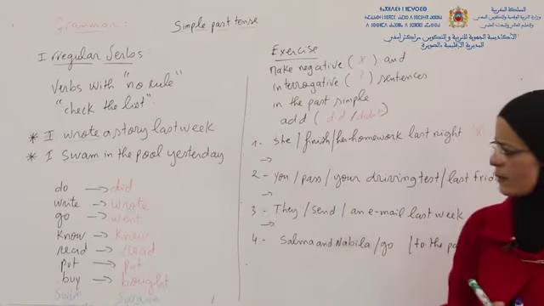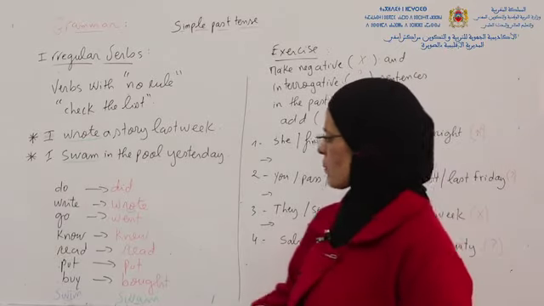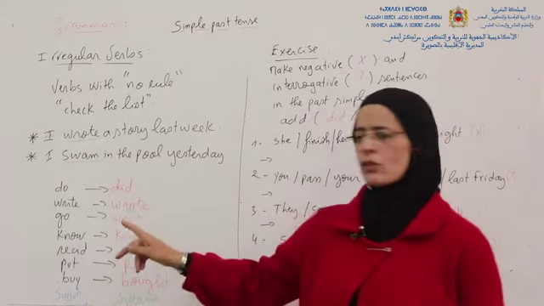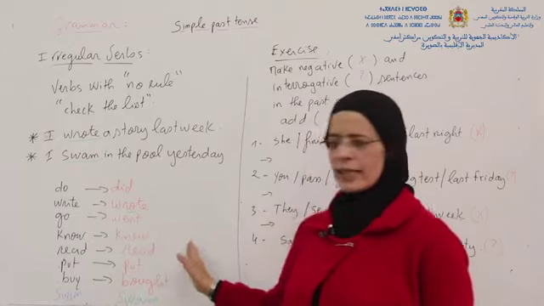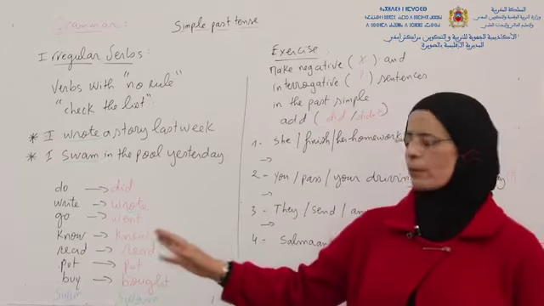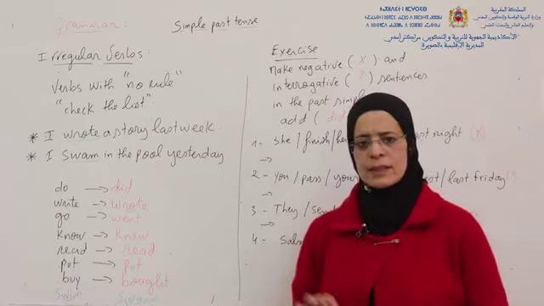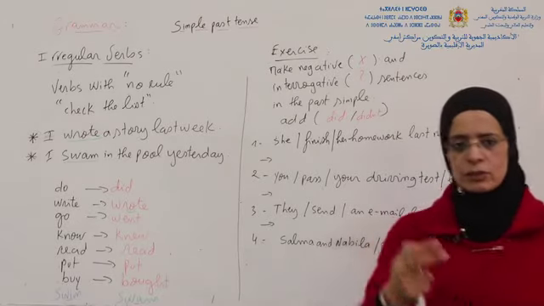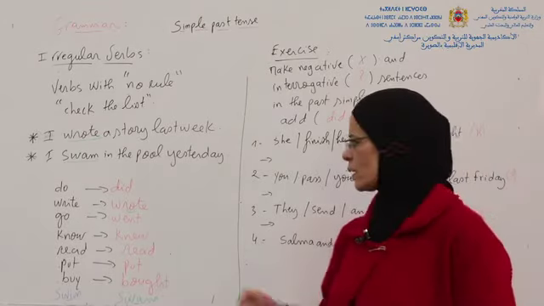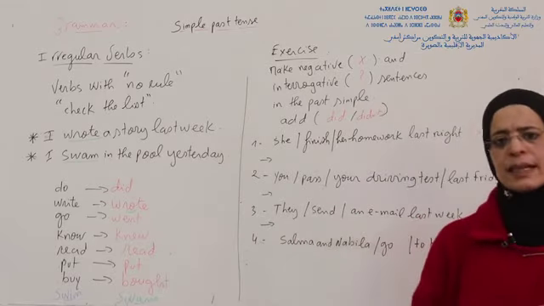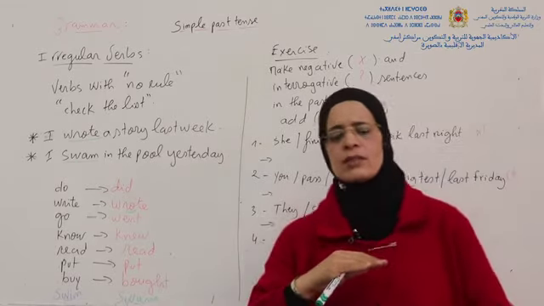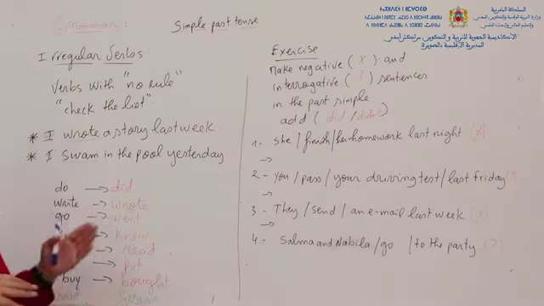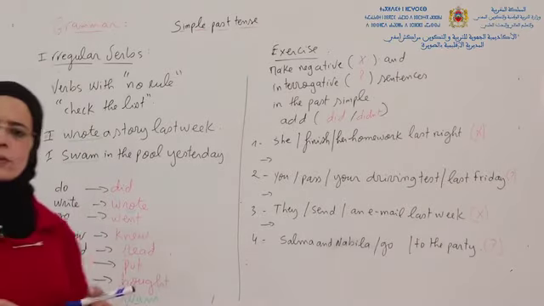I'm giving you here a list of verbs, examples of verbs. We have do, did, write, wrote, go, went, know, knew, read, read, put, put, buy, bought. Okay. These are just examples. Now you have just to go back to your list. You find it in the book or on the internet. It's available, and you try to learn them bit by bit. And the best way for me to memorize these verbs is to put them into categories. For example, you have write, wrote, speak, spoke, break, broke, etc.